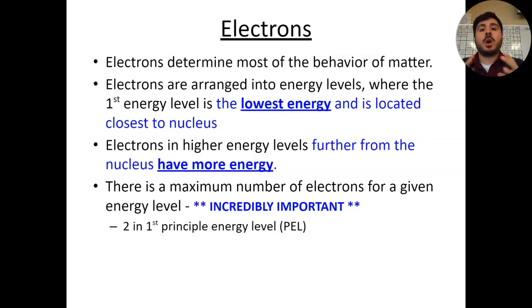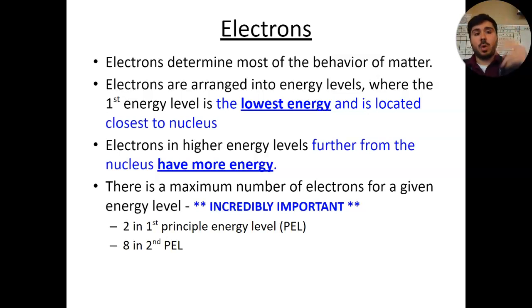So when I talk about the first principal energy level, and sometimes I'll just refer to them as PELs, principal energy level, PEL, there can only be a maximum of 2 electrons in that first principal energy level. Okay, just a max of 2. In the second principal energy level, second PEL, there can be a maximum of 8 electrons.